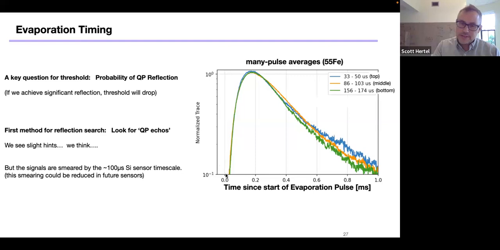So the first thing you might do is just look at the pulse shapes and see, do you see echoes of quasi-particles bouncing off the bottom, reflecting off the walls, etc. If you select pulses from the top or the middle or the bottom using that delay timing, then you do start to see subtleties in the falling slope here, where you see differences between different positions that are likely a result of reflections. However, they're all smeared by this 100 microsecond silicon sensor timescale, so it's pretty hard to deconvolve the reflection physics out of this pulse shape.